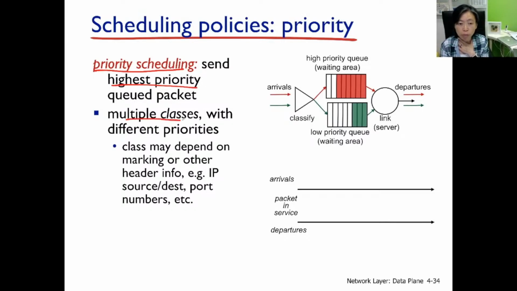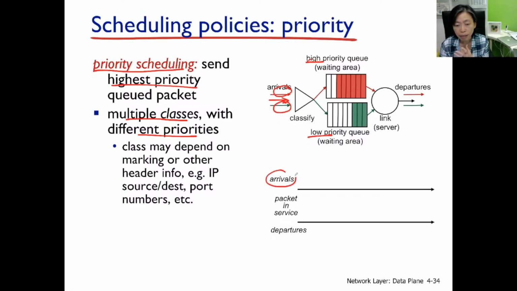When there are multiple classes with different priorities, we always send out the one with the higher priority. If there are no packets existing, then we take whatever we have. So here's an example. Packets arriving, some being red and some being green. Green packets are the ones with the lower priority, while the red ones are the ones with the higher priority. The way it works is going to follow this timeline here.